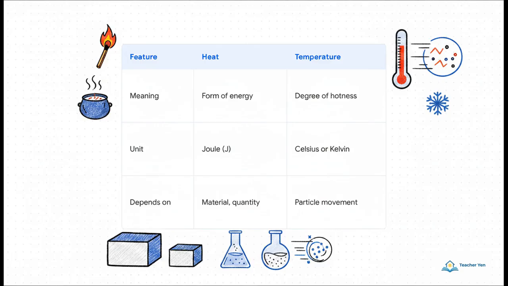Notice the specific SI units here. Heat is measured in joules with a capital J because, again, it's energy. Temperature is measured in degrees Celsius or Kelvin, and really critically, the amount of heat something has depends on the type and quantity of the material itself. But temperature, that relies purely on the speed of those vibrating particles.